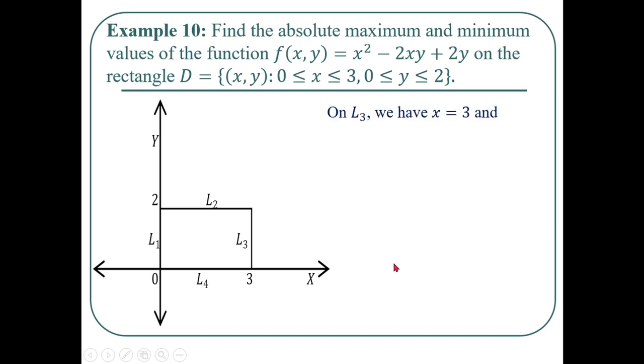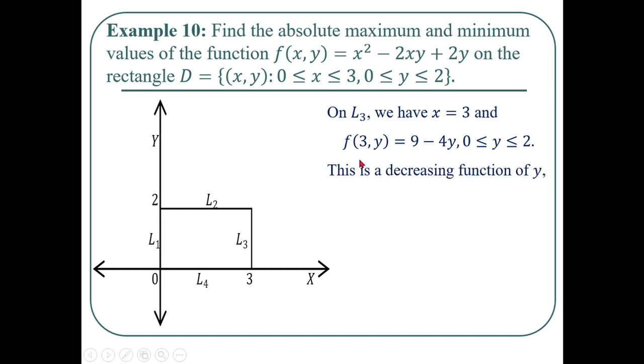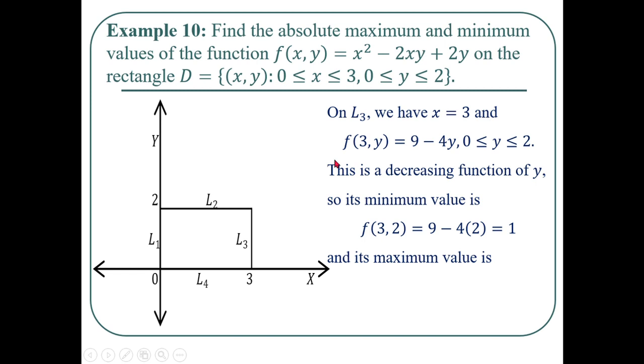Along the line L3, we have x is equal to constant, that is 3, and the value of y lies between 0 and 2. So the function becomes f(3, y) is equal to 3 square minus 2 times 3 times y plus 2y, that will be 9 minus 6y plus 2y, that is 9 minus 4y, where the value of y lies between 0 and 2. So its minimum value is at y is equal to 2, and the maximum value is at y is equal to 0. So at y is equal to 2, it will be 9 minus 8 is equal to 1, and maximum value at y is equal to 0, it will be 9 minus 4 times 0, that is 9.